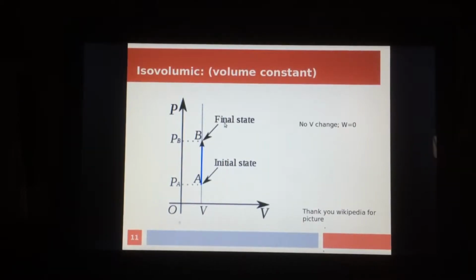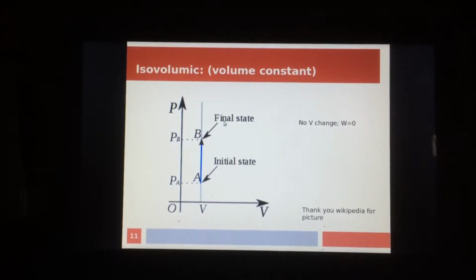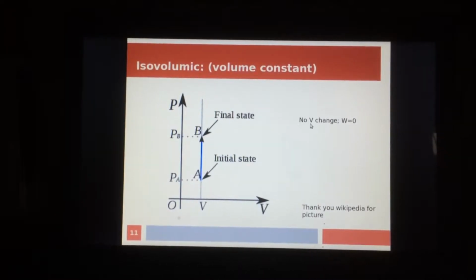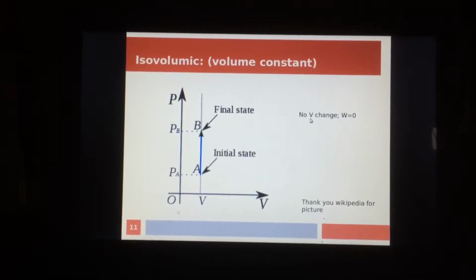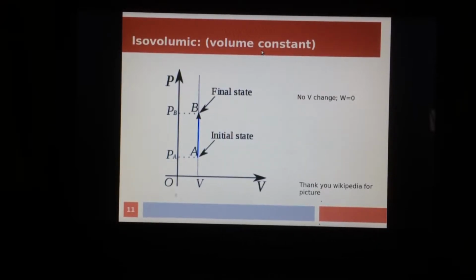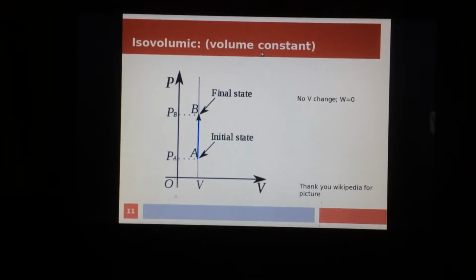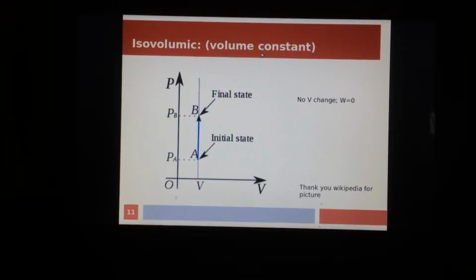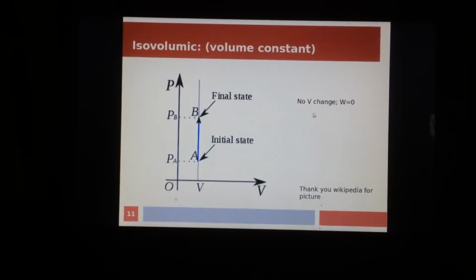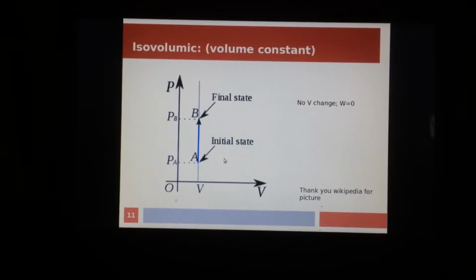Now, for example, for an isovolumic process, when the volume is constant, we are not interested in this kind of situation, because as the volume is constant, dV is equal to 0, and work done is by definition P into change in volume. As there is no change of volume, W is equal to 0 here. So, for this kind of process, work done is 0.